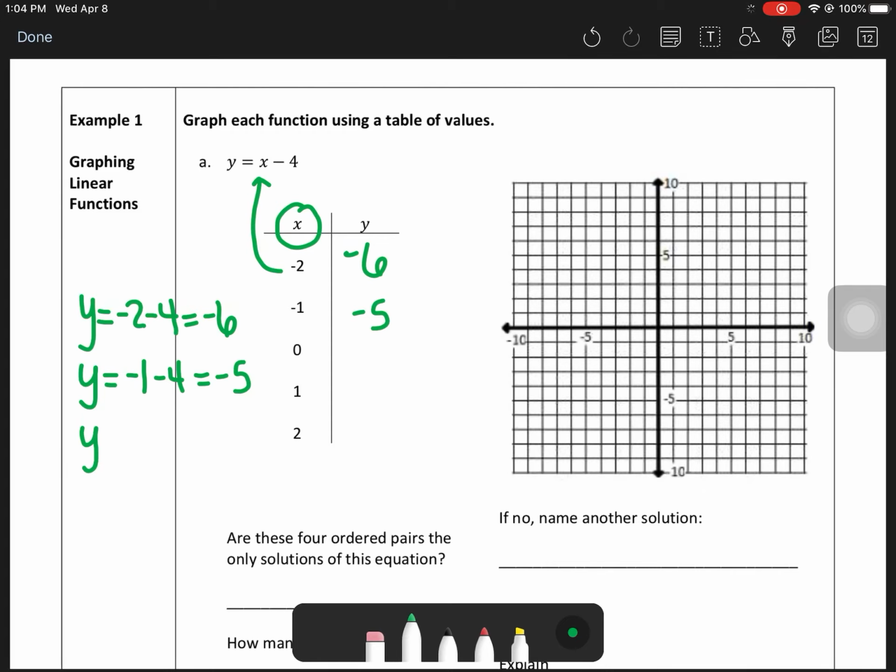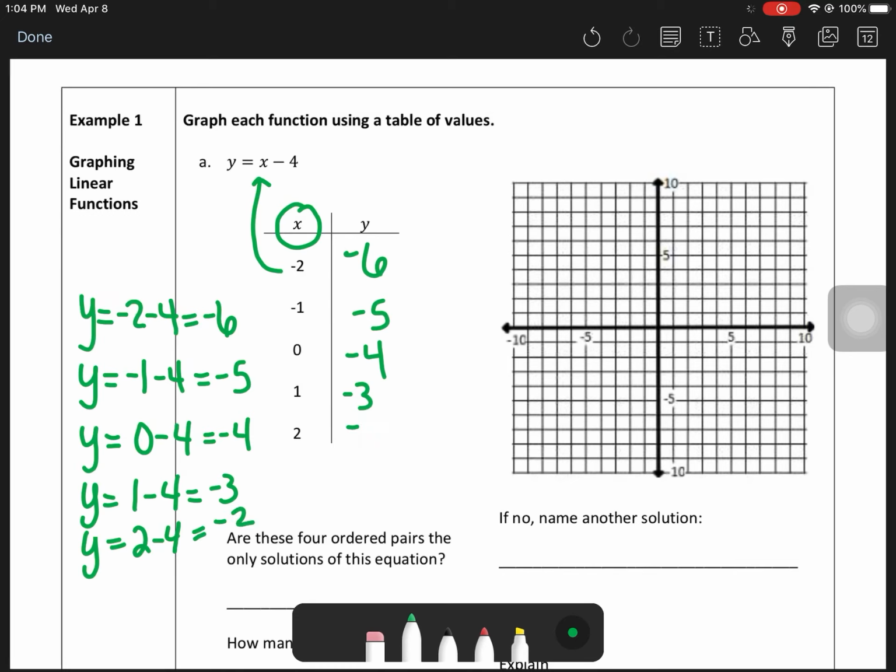We'll do that again with the next, which is 0, and my answer would be -4. Then I'm going to do that by replacing the X with a 1. 1 take away 4 would be -3. And then I'm going to put a 2 in there. 2 take away 4 is -2.